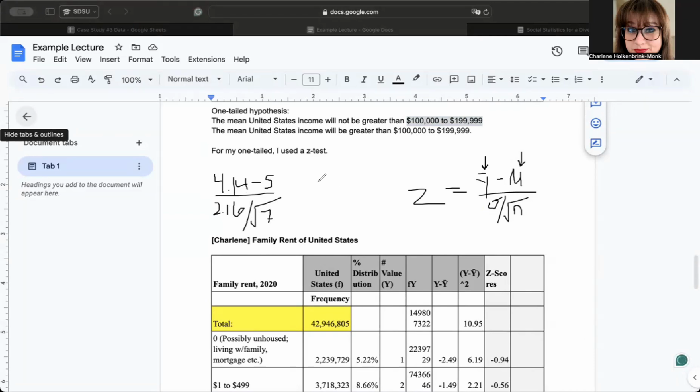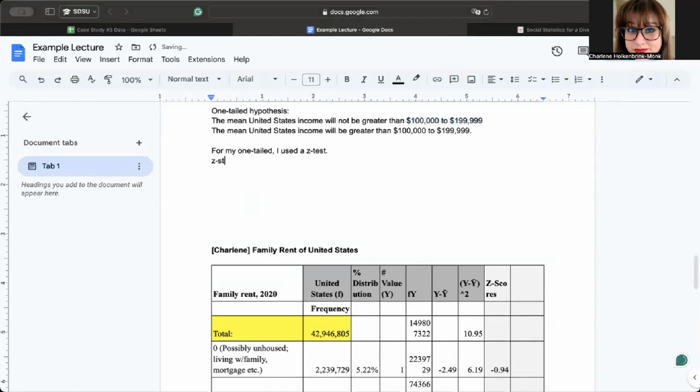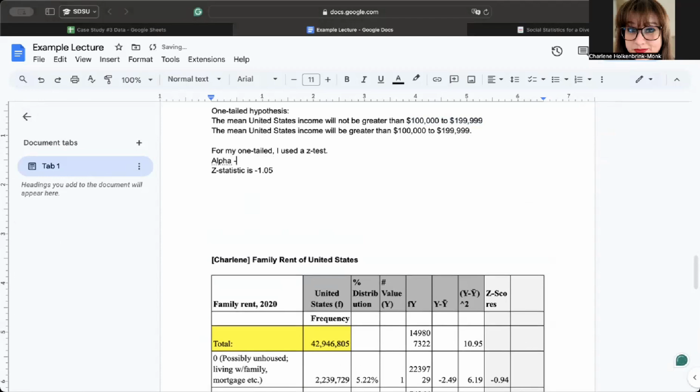All right, which gives me now, I'm going to delete this. So please pause it if you have to take the picture. Gives me a value of negative 1 point. So Z statistic is negative 1.05. You're also going to want to put the alpha is set to 0.05.